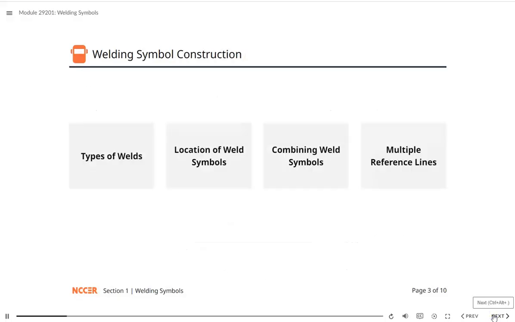Let's take a deeper look at some symbols for welds, the location of weld symbols, how combining weld symbols works, and how to interpret multiple reference lines. Select each item to learn more.